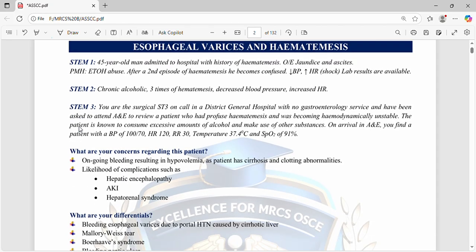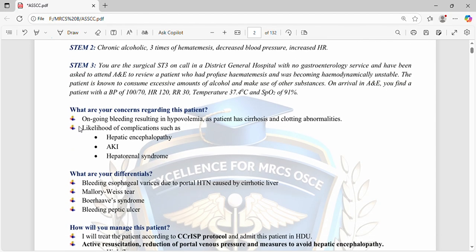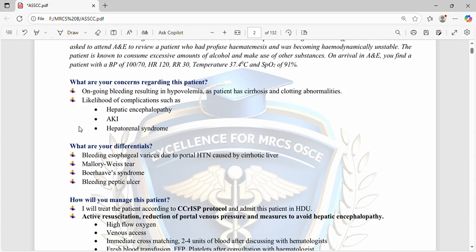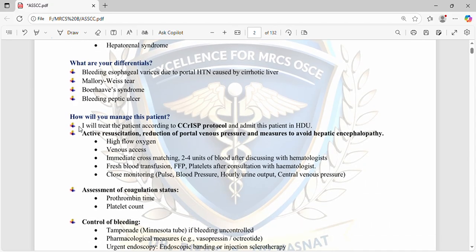Ongoing bleeding resulting in hypovolemia. As the patient has cirrhosis and clotting abnormalities, there is likelihood of complications such as hepatic encephalopathy, AKI, and hepatorenal syndrome. So what are your differentials? Bleeding esophageal varices due to portal hypertension caused by a cirrhotic liver, Mallory-Weiss tear, Boerhaave syndrome, and bleeding peptic ulcer can be the causes. How will you manage this?